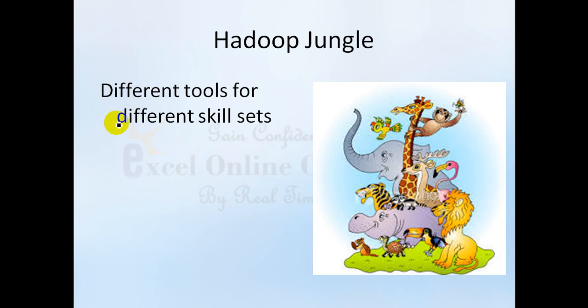So there are different tools for different skill sets. If you are from a Java background, then you have MapReduce. If you are from a SQL background, then you have Hive. If you are from a scripting language background, then you have Pig. And if you are from the workflow side, then you have something called Oozie. So for every background there is something or the other in Hadoop basically.